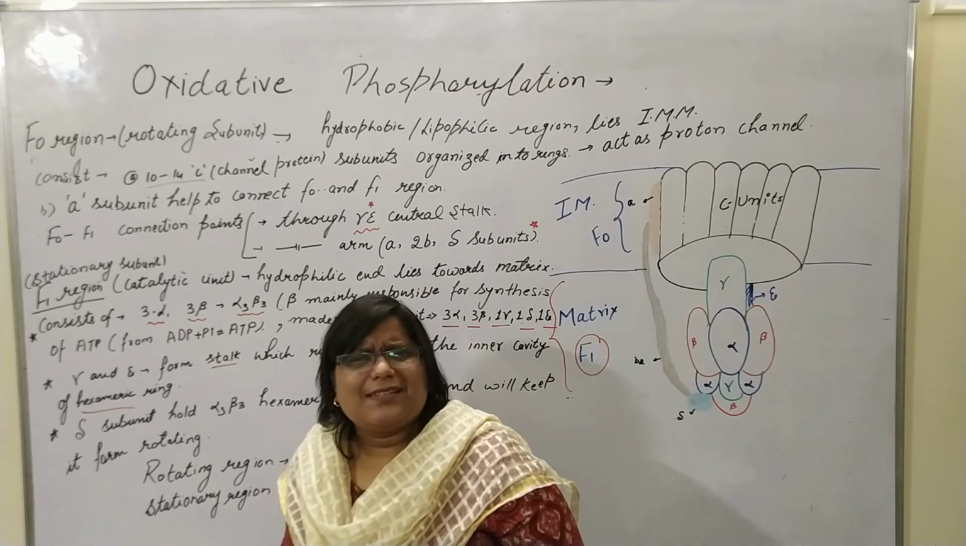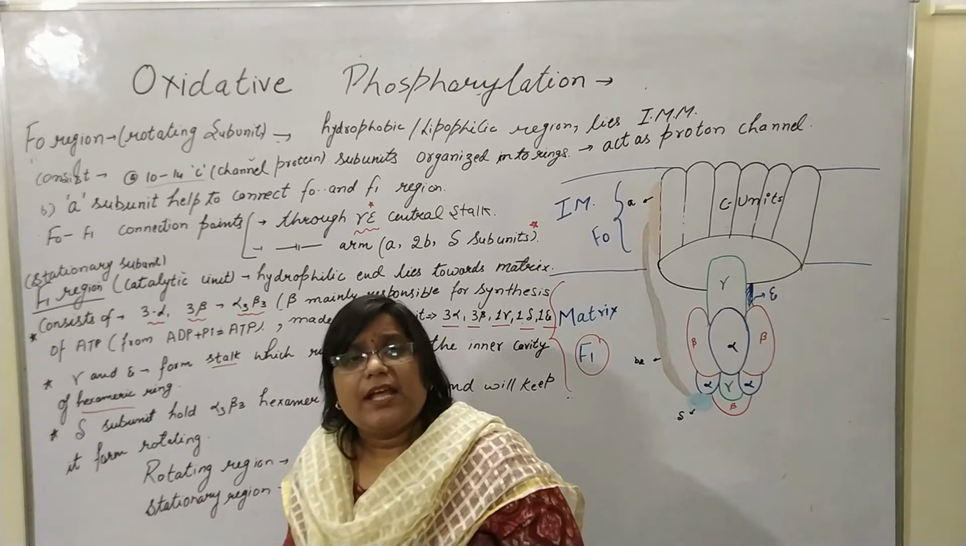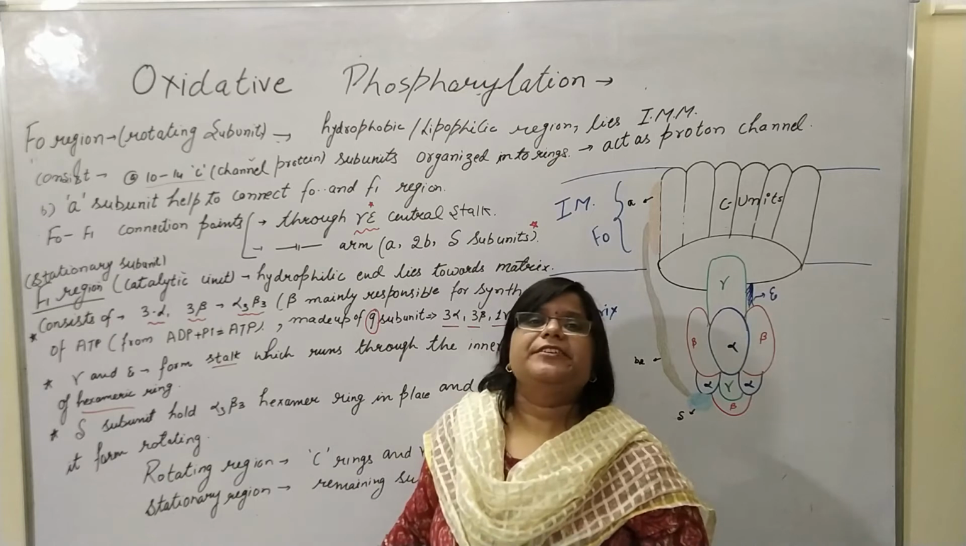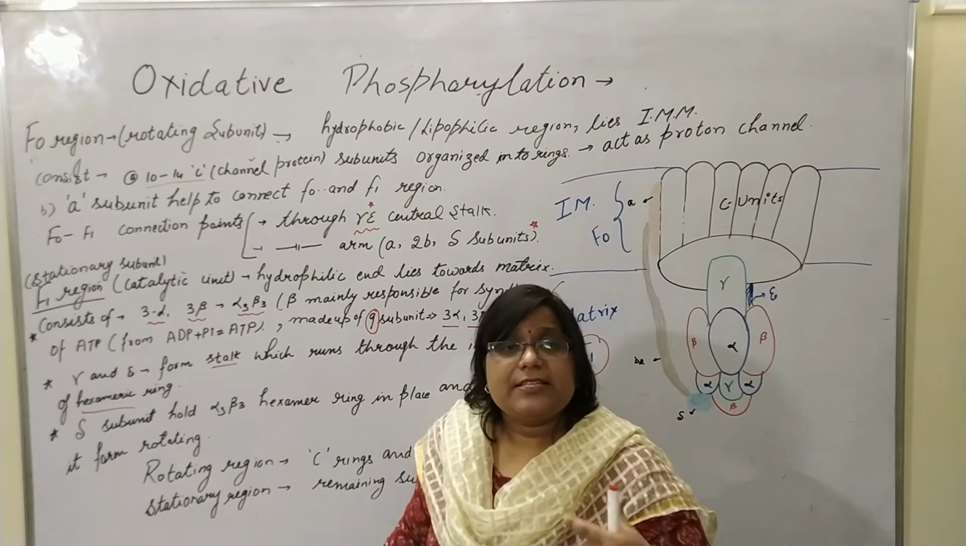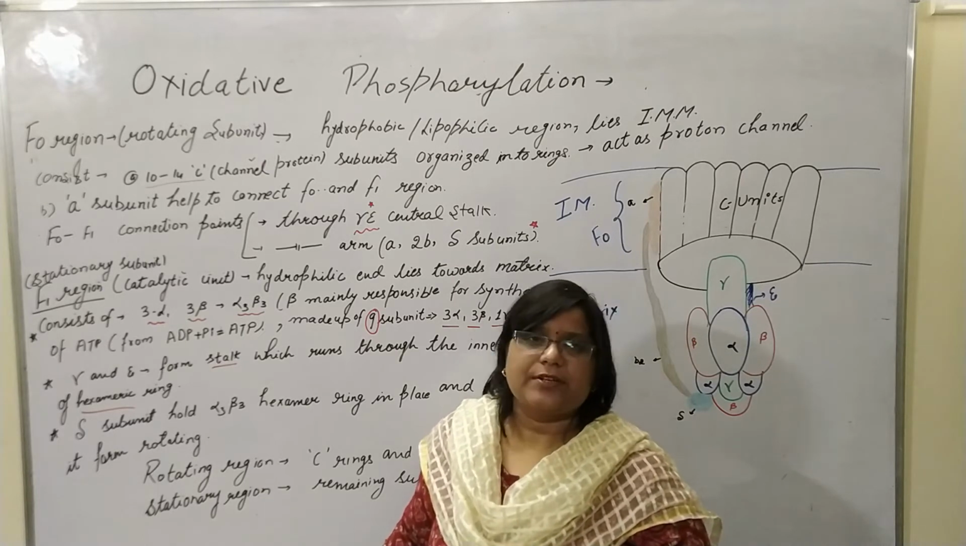In glycolysis, in the Krebs cycle, in many other reactions, we have seen that in different reactions, if ATP is generated directly, then this direct generation of ATP comes under substrate level phosphorylation.